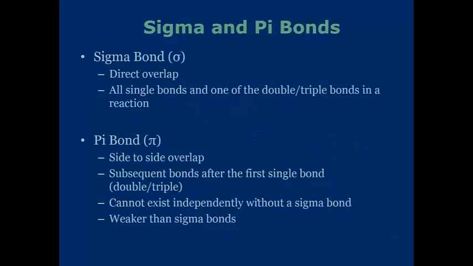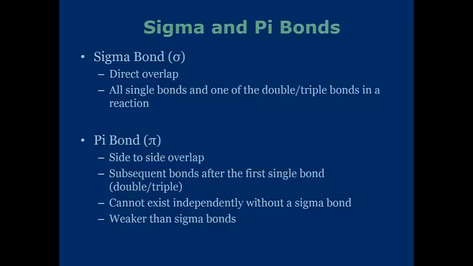There are two types of molecular orbitals, sigma and pi bonds. Let's talk about the first. Sigma bonds result from a direct overlap. These are all single bonds. So any single bond and one of multiple bonds, so double or triple bonds, have to be a sigma bond. There has to be a direct overlap.